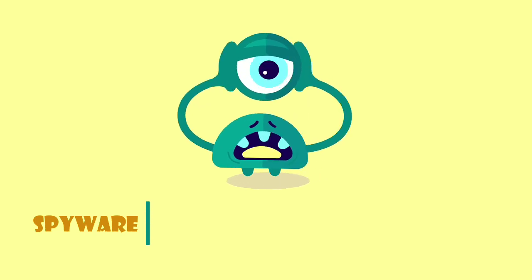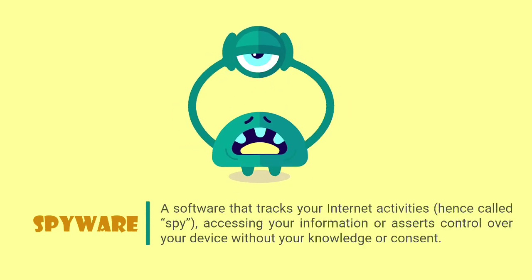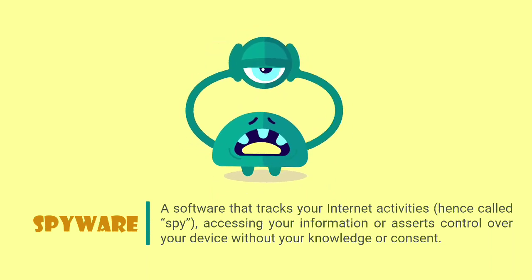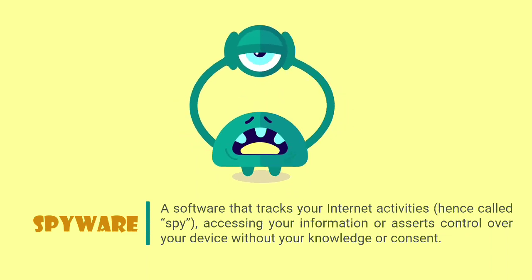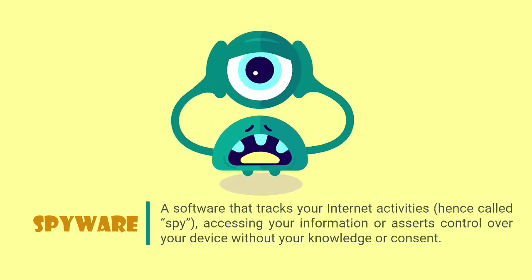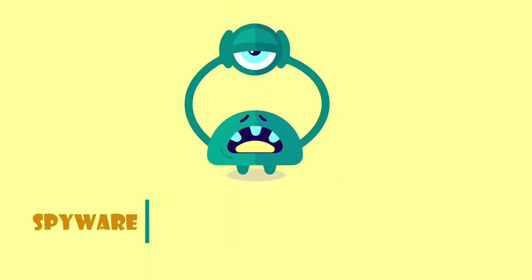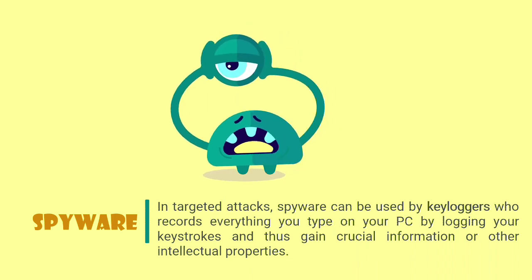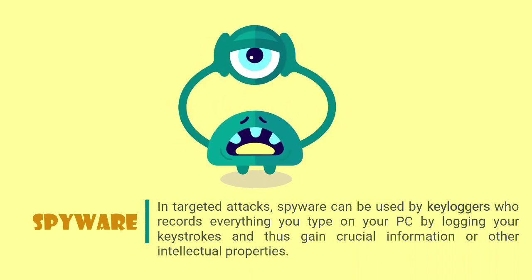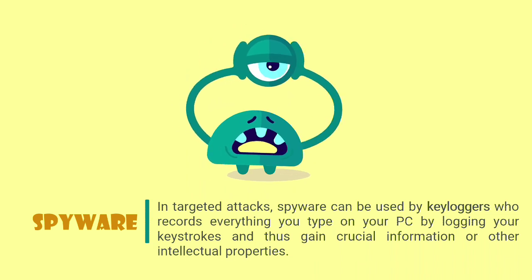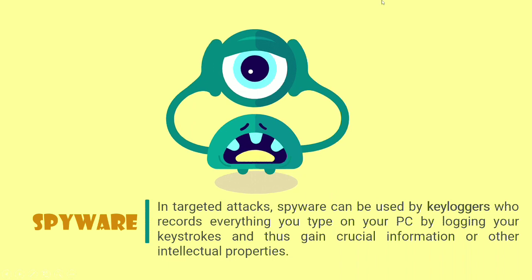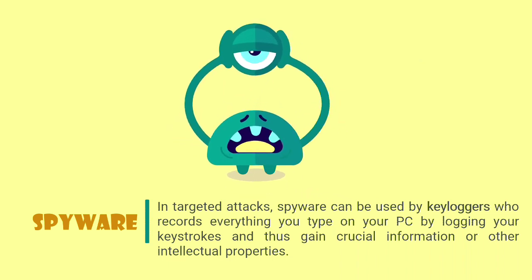Now, another one is what you call a spyware. A spyware is a software or program that can track your internet activities, hence it has the term spy in its name, accessing your information or asserting control over your device without your consent or your knowledge. In targeted attacks, spyware can be used by keyloggers who record everything you type on your PC by logging your keystrokes and thus gain crucial information or other intellectual properties that are saved in your personal device. A keylogger can be software or hardware. Criminals can use this to record what keys you have struck on your keyboard.